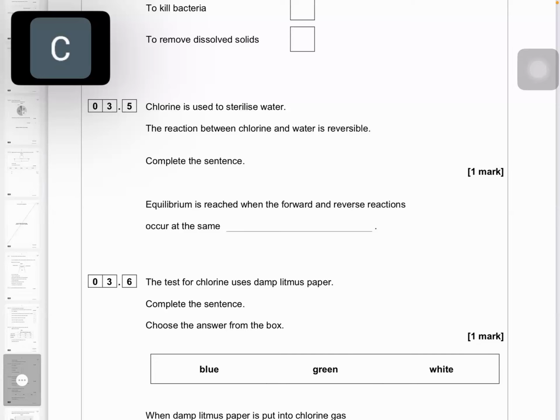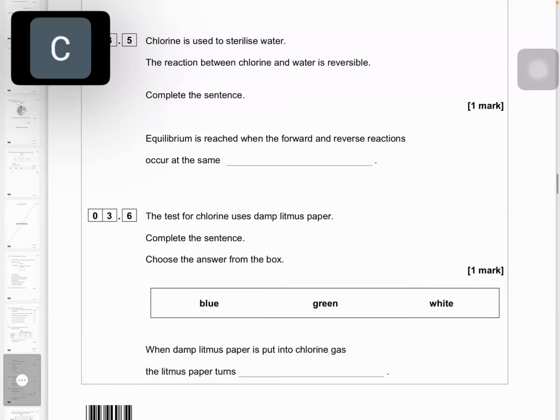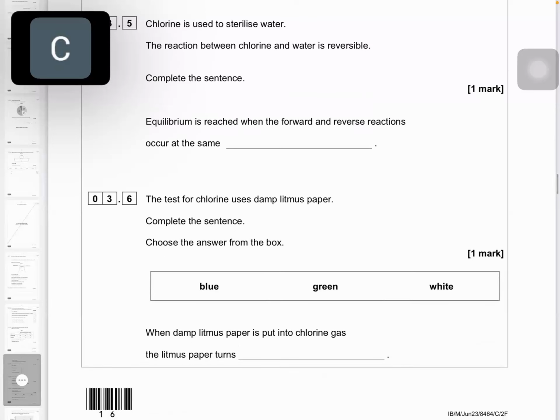What does the marking scheme say for that question? Rate. It's rate, right? Okay, no problem. And rate refers to speed in its own way too. That's reactivity. Okay, let's move on.